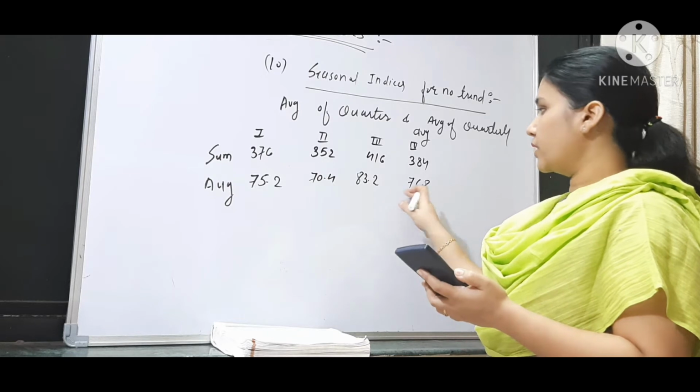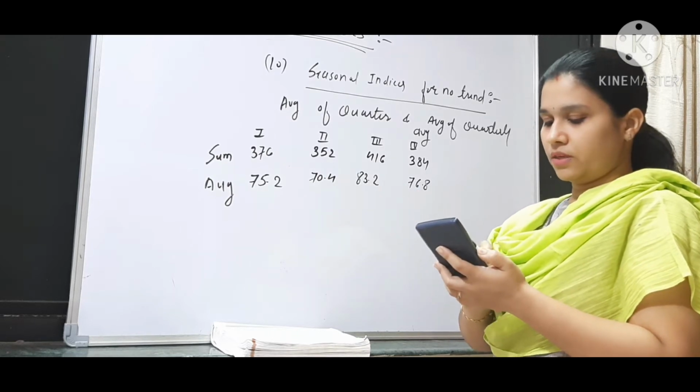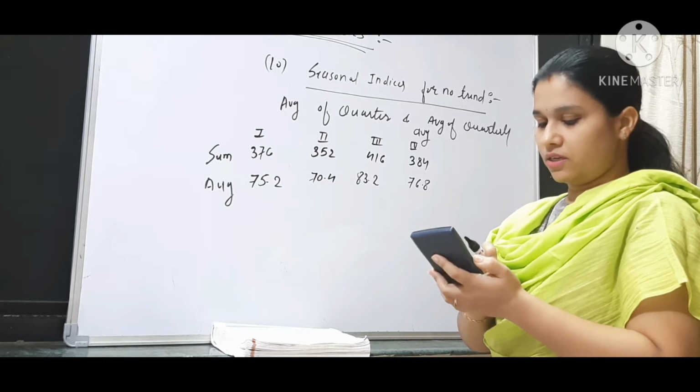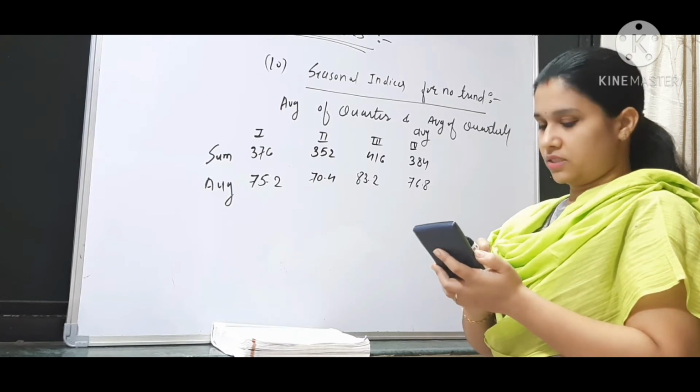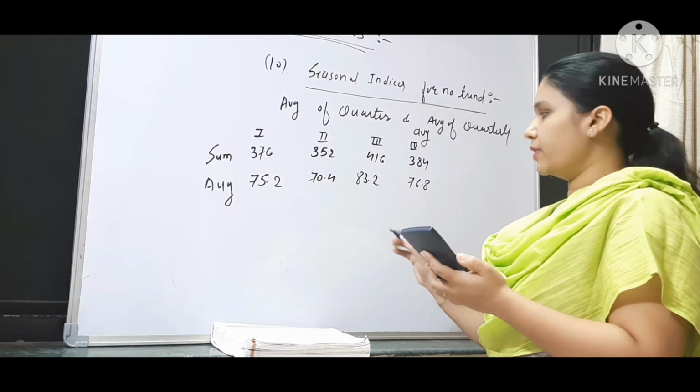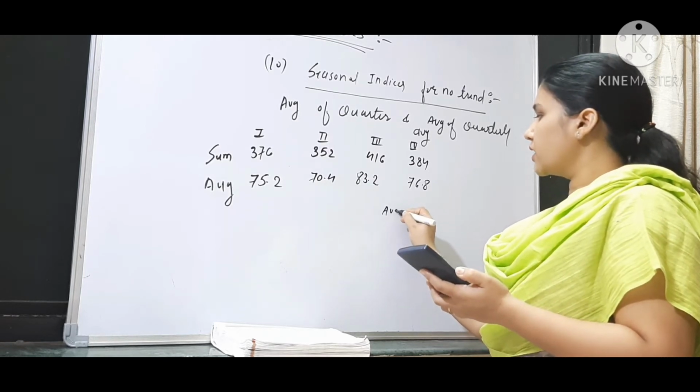So 76.8 plus 83.2 plus 70.4 plus 75.2. So this is 305.6. So again, what will the average be?